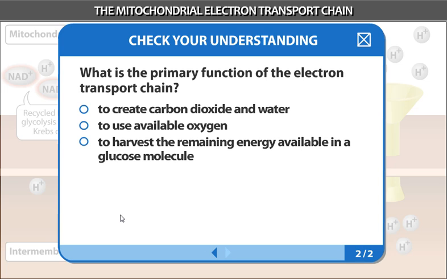What is a primary function of the electron transport chain? To create carbon dioxide and water, to use available oxygen, or to harvest the remaining energy available in the glucose molecule. The correct answer is to harvest the remaining energy available in a glucose molecule.